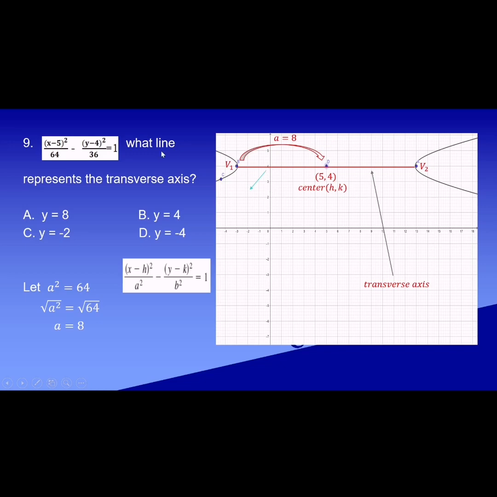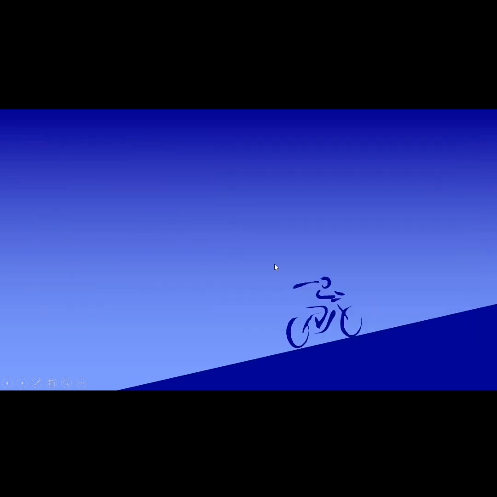So the transverse axis intersects the y-axis at y equals 4. Look at the choices. So the answer is B, y is equal to 4.